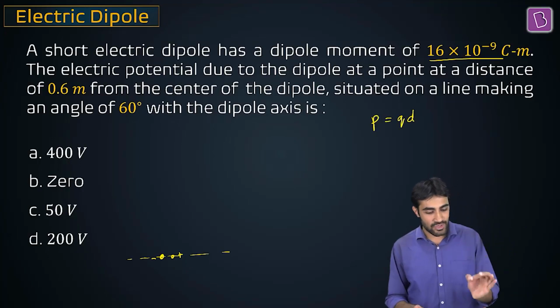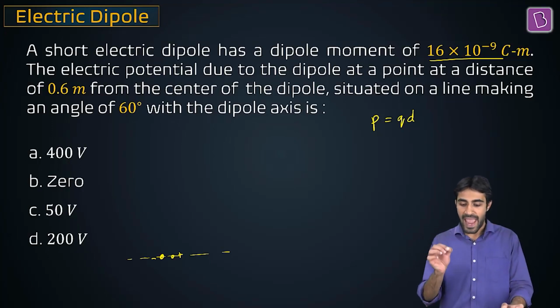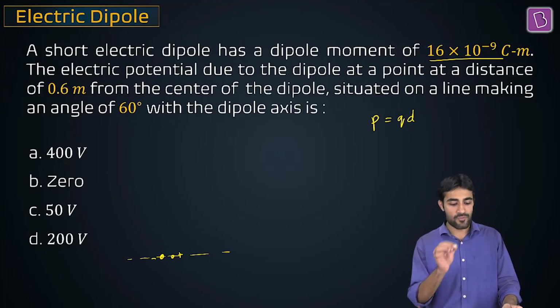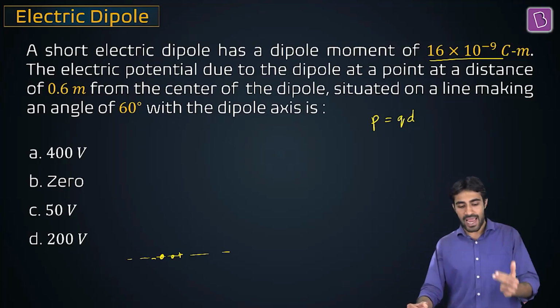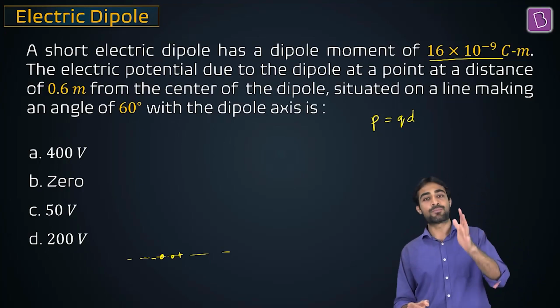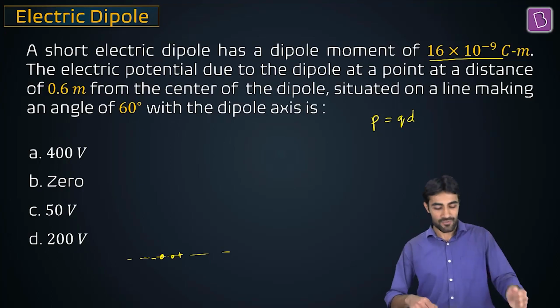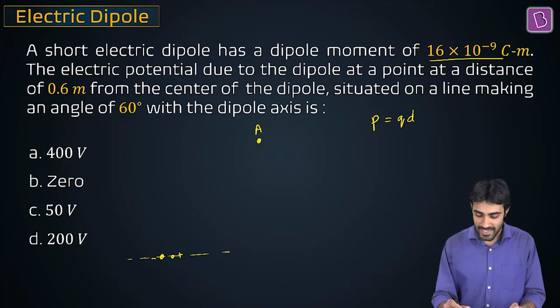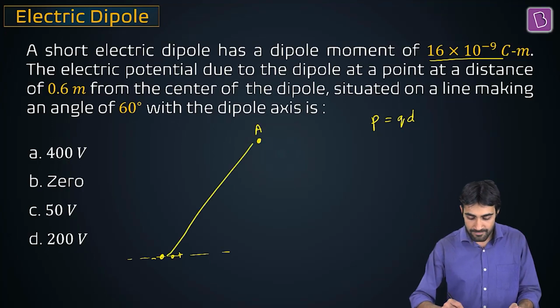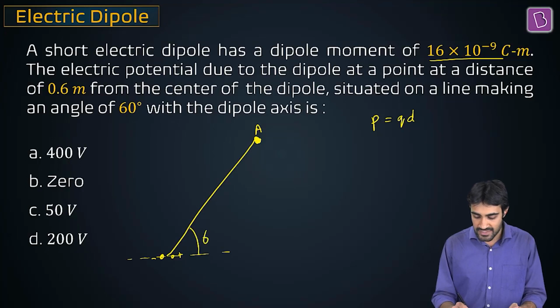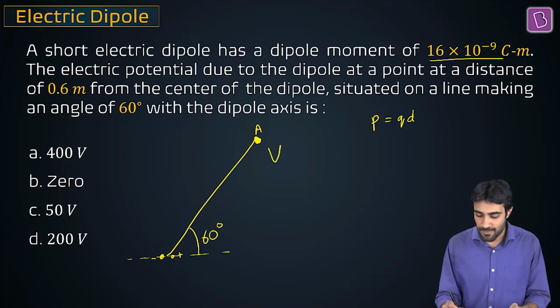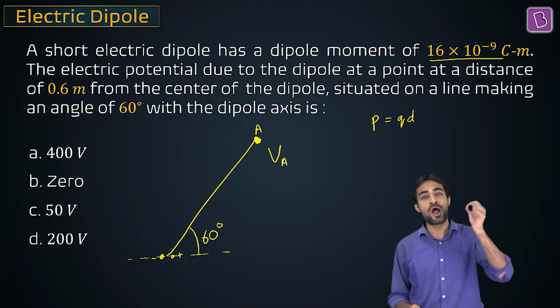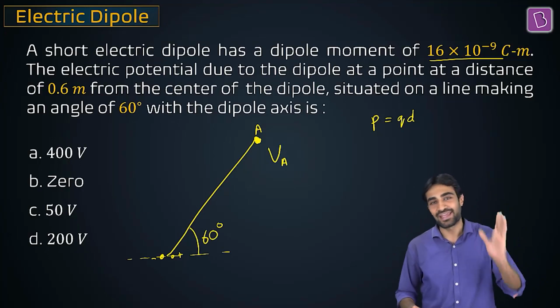Okay. The electric potential due to the dipole at a point at a distance of 0.6 meter from the center of the dipole situated on a line making an angle of 60 degree with the dipole axis is. So we have a cute little point, point A. And this point A is situated on a line which makes an angle of 60 degree from the dipole axis. So we have to find what is the potential at point A.